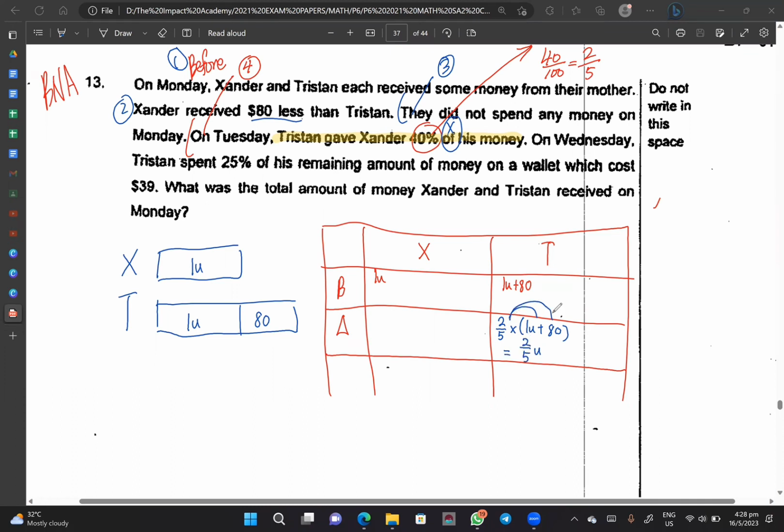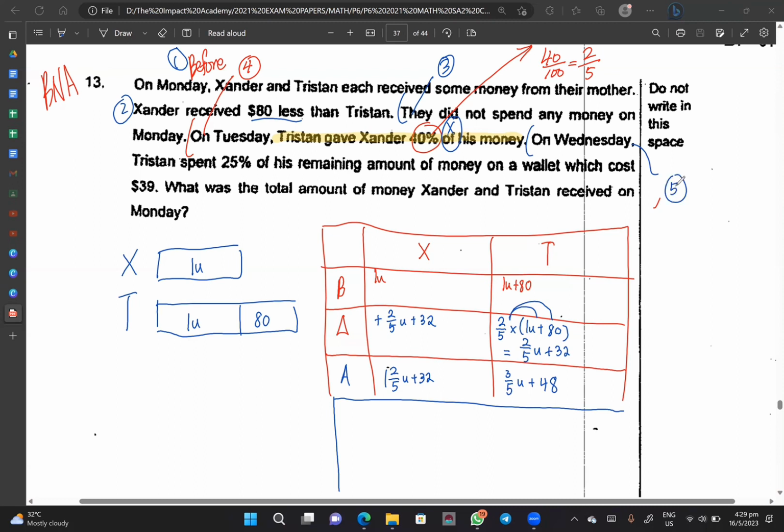Agree so far? 2 over 5 times 80, that gives you how much? 32. Now, I know that this 2 over 5 units plus 32 is given to who? Xander. All right, so you add this to Xander. Am I making sense here? So we know what's our after. Our after will be 1 2 over 5 units plus 32 for Xander, and 3 over 5 units plus 48 for Tristan. So let's continue on from sentence number 5.